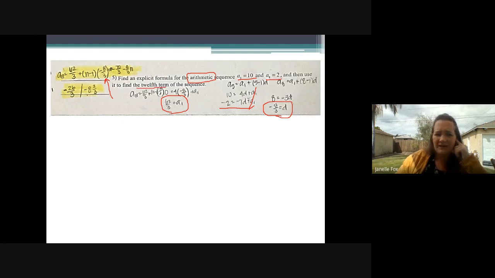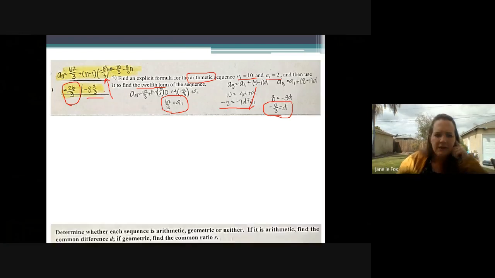But then the second part of the question says find the 12th term of the sequence. I think I did it in my calculator because I don't have any work shown here. I just plugged in 12 for the n spot, and then I got either -26/3 or -8 2/3. Probably my favorite answer would be -26/3. I'm not a big fan of mixed numbers, but it's still okay.